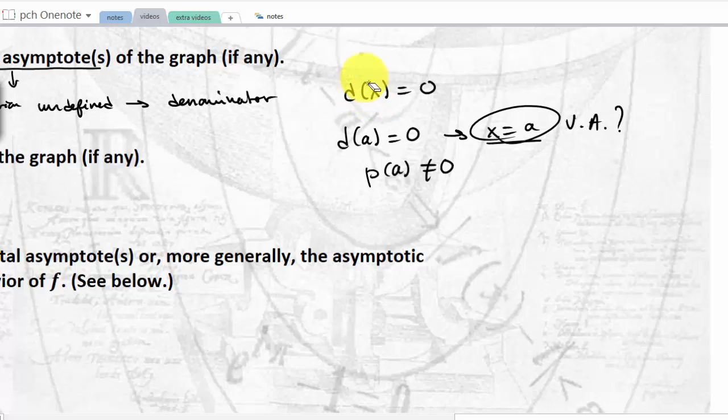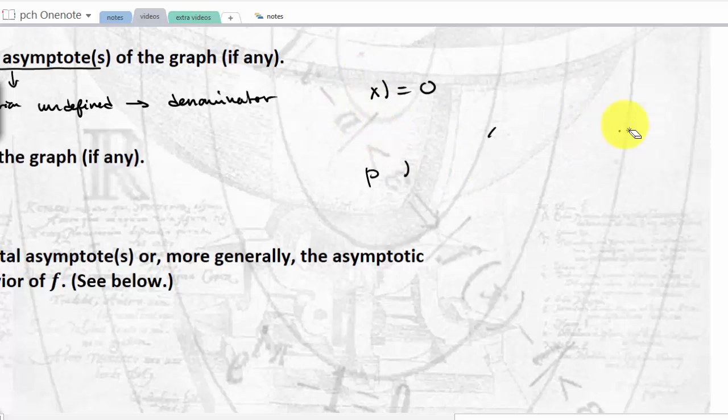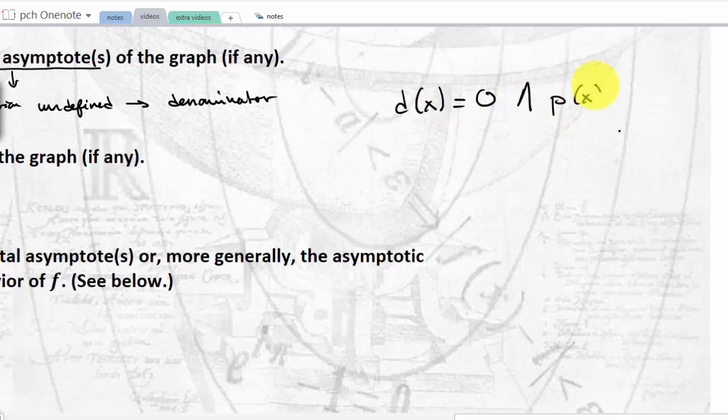So let me erase all of that and give you the substance of a vertical asymptote. Alright, so for vertical asymptotes, you want d of x equal to 0, okay? And at the same time, you want to make sure that p of x is not 0, okay? And there you have the condition for vertical asymptotes.